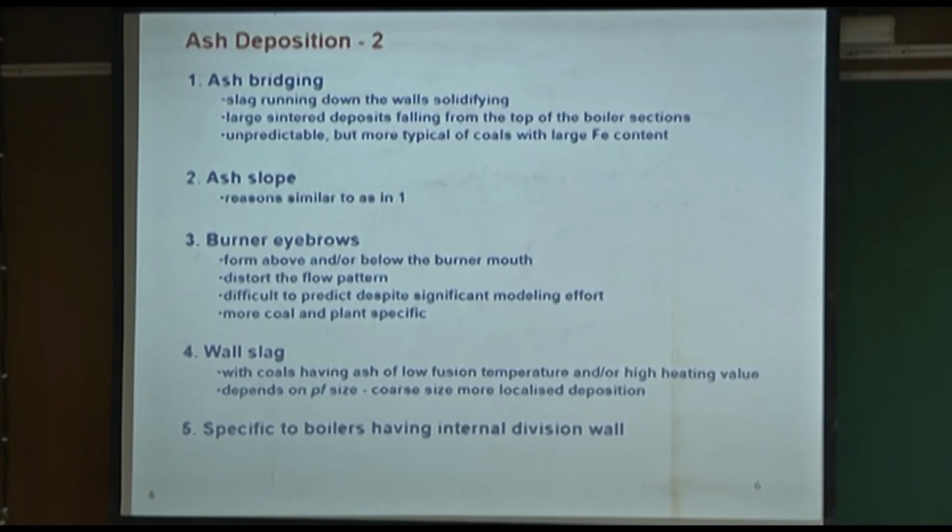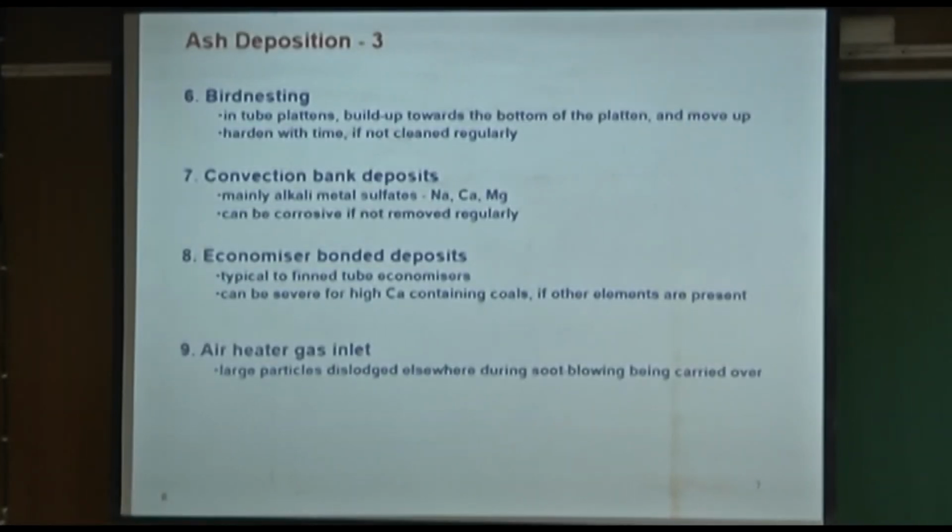And then number 5, which is right in the middle, is specific to boilers having internal division walls. Certain boilers, depending on the manufacturer, have internal divisions, so that's where this can happen. Otherwise, in the majority of boilers, it doesn't happen. And then number 6, which is on the platen superheater in the vertical first leg, in the middle: the platens build up towards the bottom, and then gradually build up over and over, higher and higher, and they harden with time if they are not cleaned regularly.